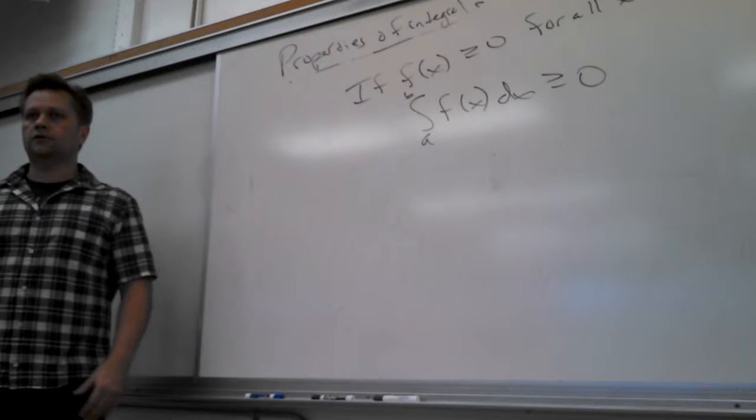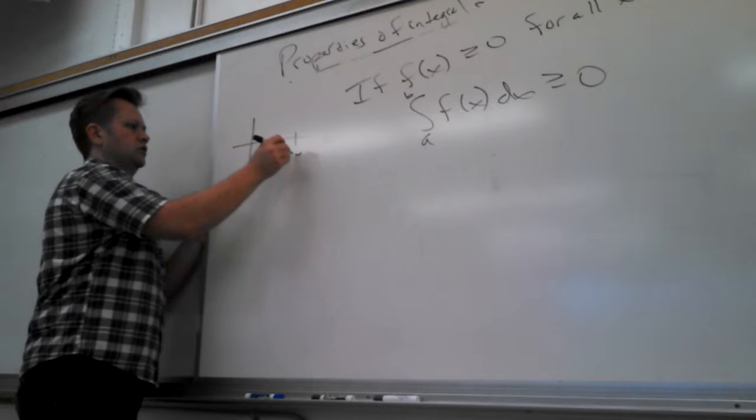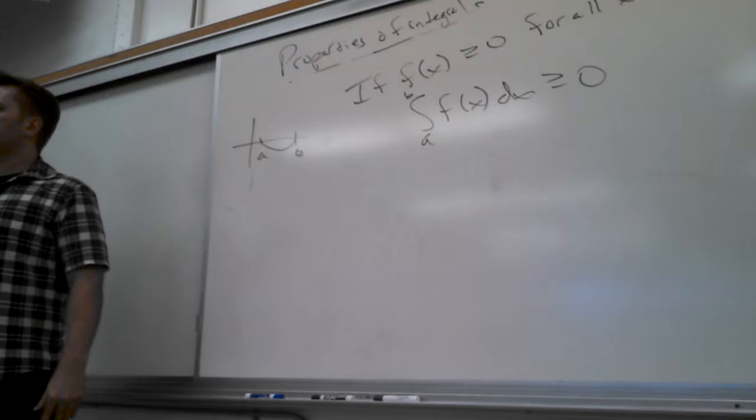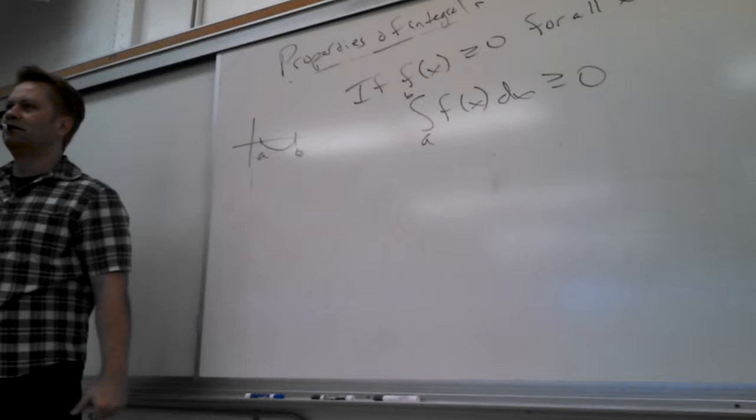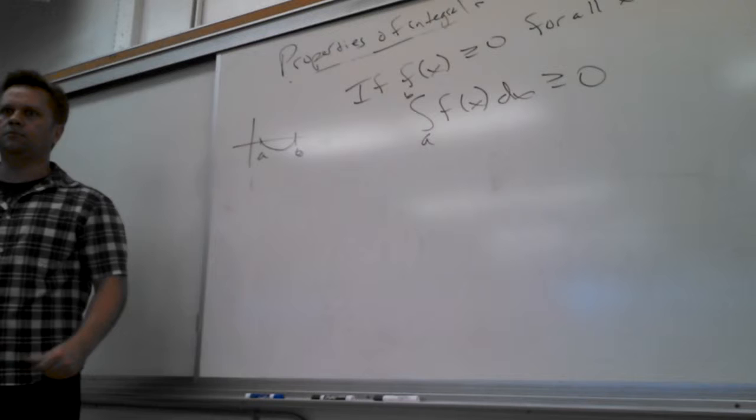So we already talked about the fact that if the function is negative from a to b, the integral actually comes out negative. Which doesn't mean we suddenly have found negative area. The negative just tells me the direction that my values are in. It doesn't mean negative area.